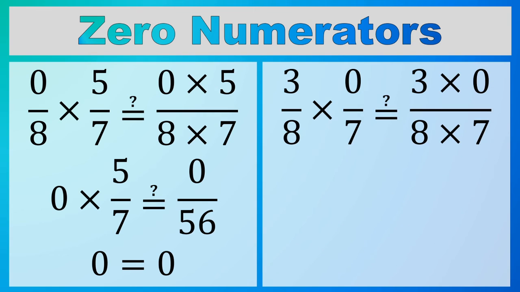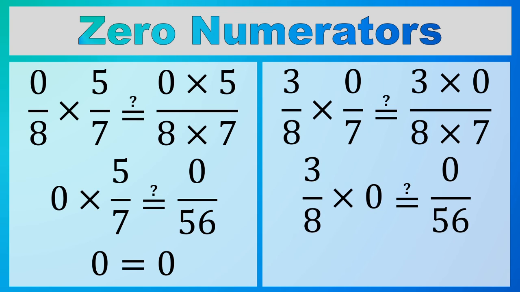Likewise, 3/8 times 0/7, is that equal to 3 times 0 over 8 times 7? Do I multiply both the numerators and denominators? 0/7, that is 0. 3 times 0, that is 0. 3/8 times 0 is equal to 0, and 0/56 is equal to 0. And so we have 0 is equal to 0, which is true, and therefore 3/8 times 0/7 is indeed equal to 3 times 0 over 8 times 7.